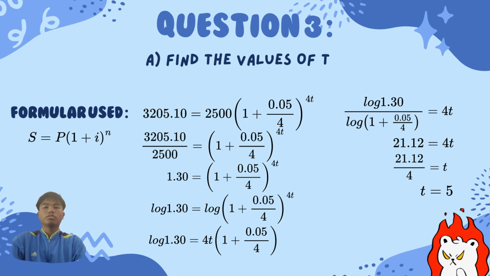Question A, we use the formula S equals P, open bracket 1 plus I, close bracket to the power of N. So the equation becomes 3,205 and 10 cents equals 2,500, open bracket 1 plus 0.05 over 4, close bracket to the power of 40. And then we divide both sides by 2,500 and get 1.30. After that, we use log to solve it. After calculating the value of t, the answer becomes 5 years.